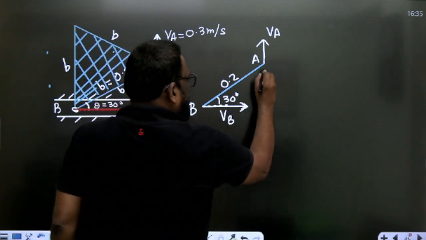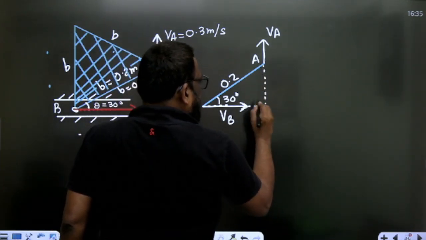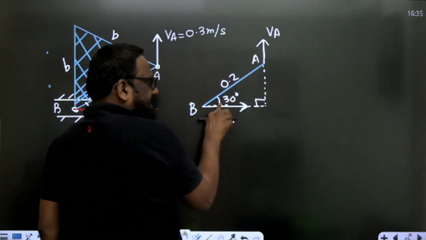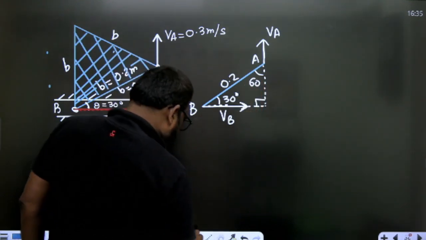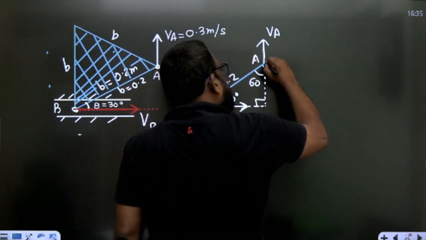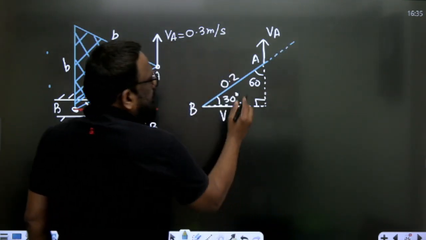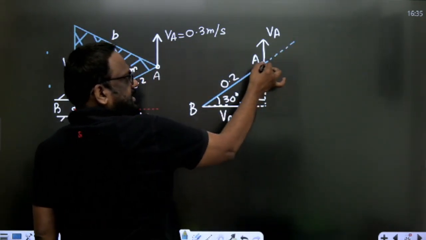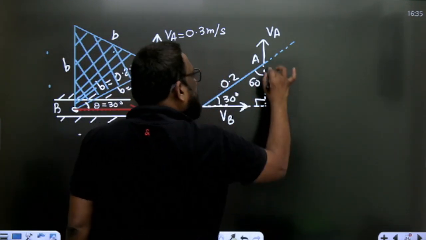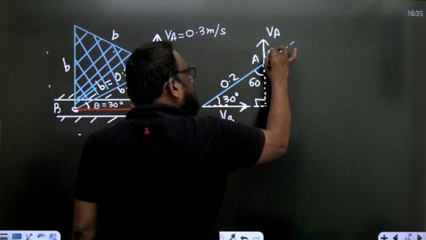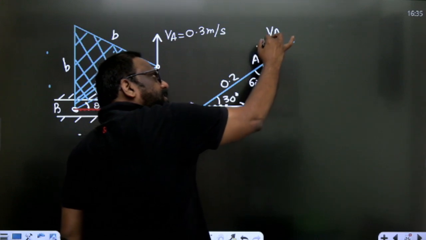Now, it is a very simple concept. This is 90 degrees. It is 30. This is 90, so this will be 60. If this is 60, what about this? The same line is extending. If this is 60, this will also be 60 degrees.